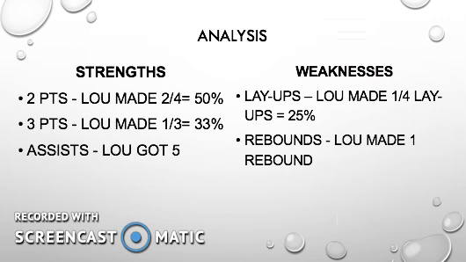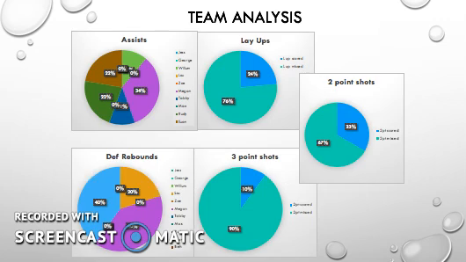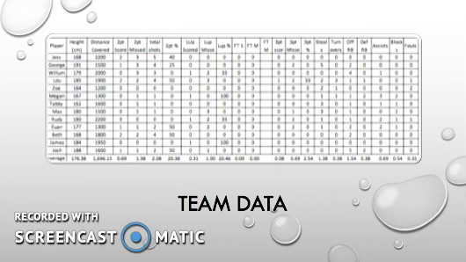Lou's strengths were his assists and 3-point shooting, especially, and his areas of weakness were his layups and rebounding. The pie charts show the team's performance for the 5 performance criteria studied. Here is the team data sheet showing the players' performance factors data as well as the team's overall averages for each factor.